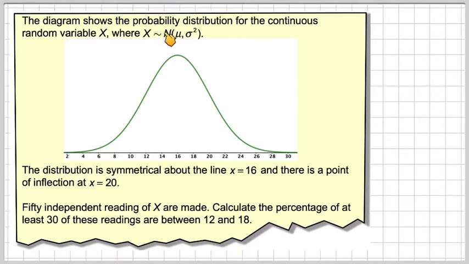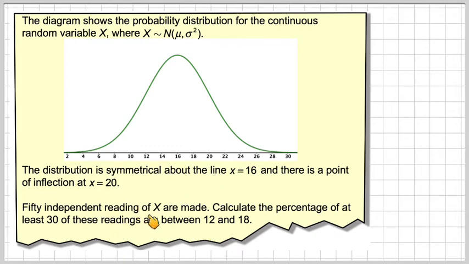The diagram shows a probability distribution for a continuous random variable x, where x is normally distributed with a mean and a variance, or standard deviation squared. The distribution is symmetrical about the line x equals 16, which means that the mean is 16 and there's a point of inflection at x equals 20. That also means that the standard deviation will be 20 minus 16, which is 4.